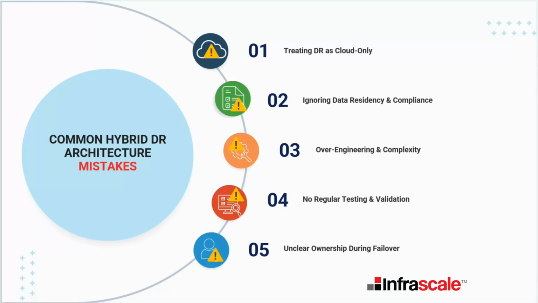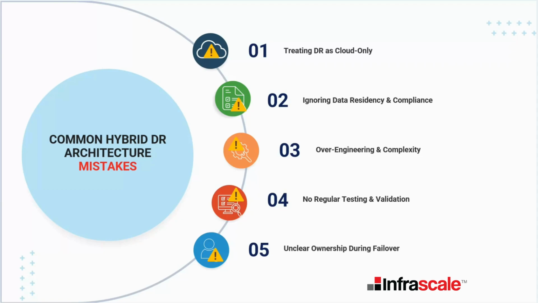The second point is ignoring data residency until the end. Compliance isn't something you bolt on later, right? MSPs get into trouble when data location decisions are made after the deployment. The solution is choosing cloud region and retention policy at design time. The third point is over-engineering the architecture. Too many tools, scripts, and manual steps increase the failure risk. If a DR plan needs a long runbook, it's already too complex. Keeping workflows simple and repeatable is the answer.